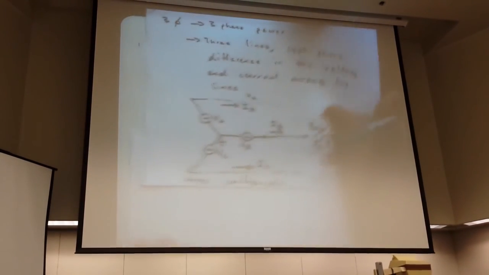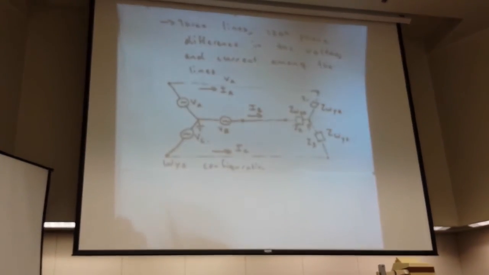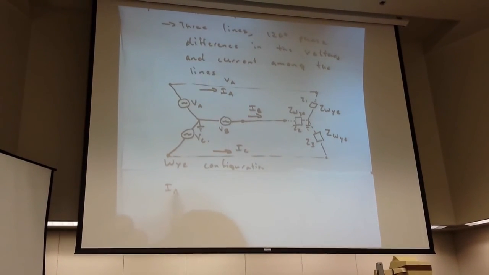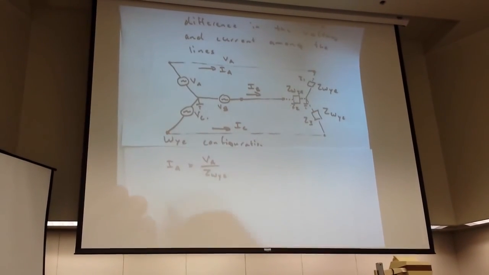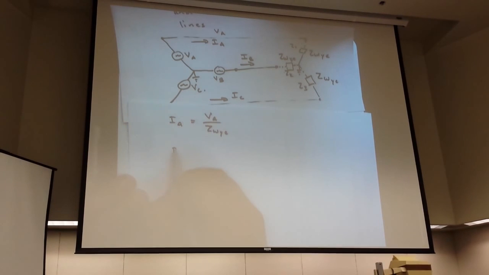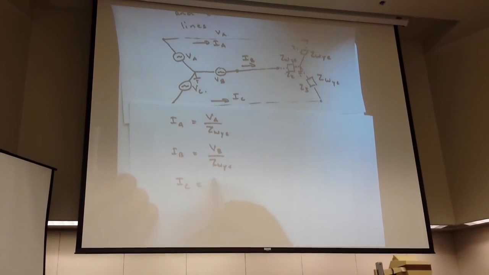Ohm's law. Ohm's law still has not gone away. IA, in this case, is VA over ZY. Ohm's law applies. So whatever impedance is associated with ZY, of course, and then the magnitude and angle of VA is known. And similarly, IB equals VB over ZY, and IC equals VC over ZY.